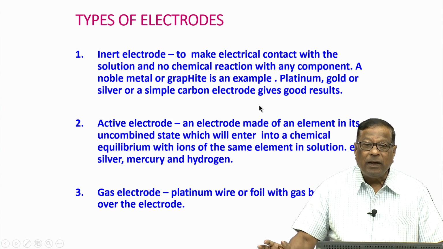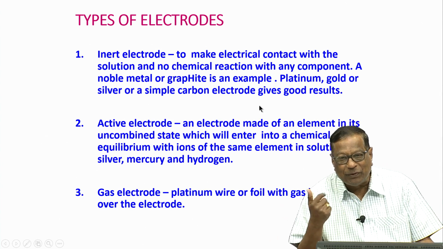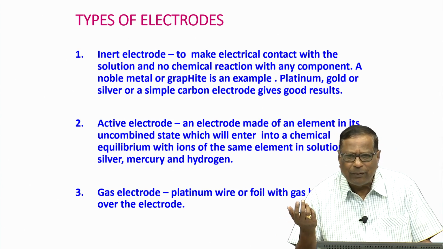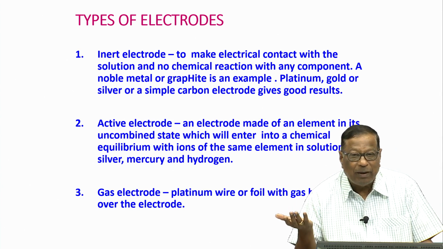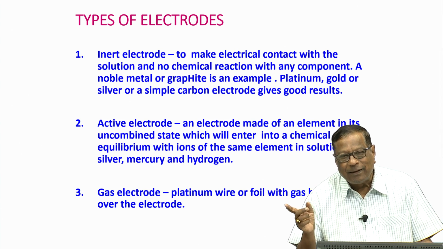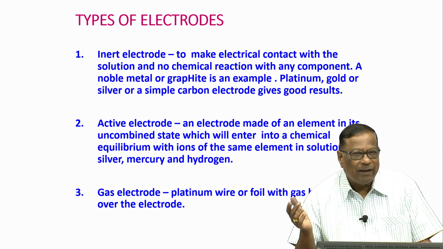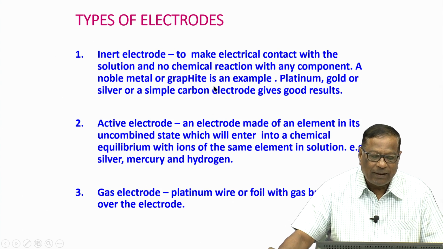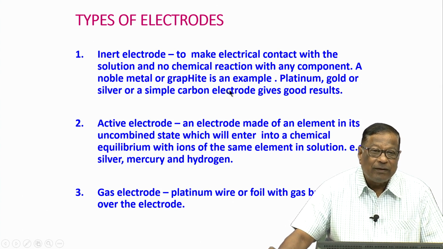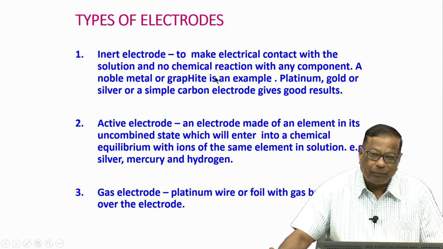So, what are the different types of electrodes we use? I have been talking about electrodes, and I have also told you that electrodes can be made of any metal that can pass the current, and there has to be some sort of reaction at the electrode surface, either at the cathode or the anode. But there are other kinds of electrodes. For example, look at the first one, that is the inert electrode. What is an inert electrode?